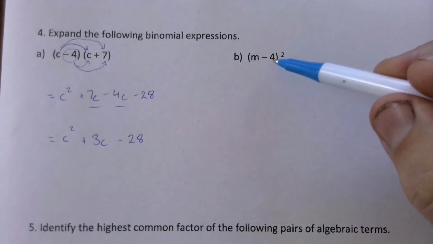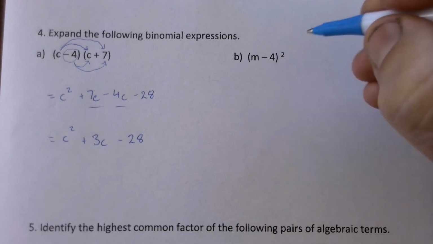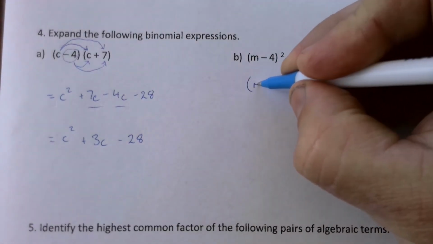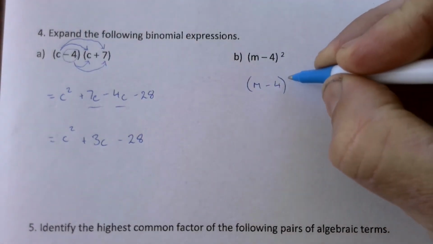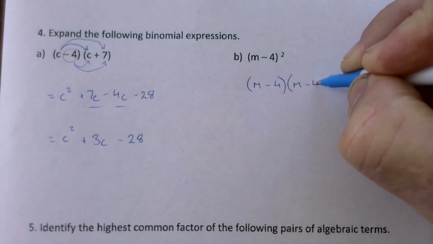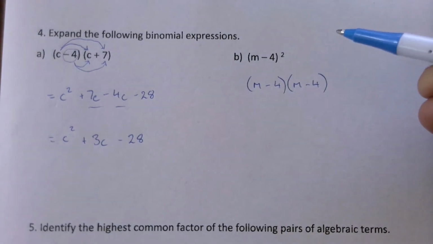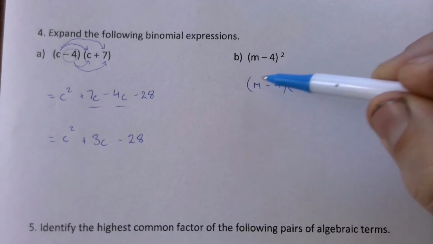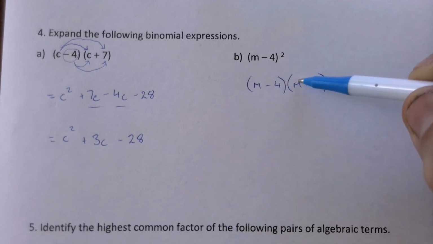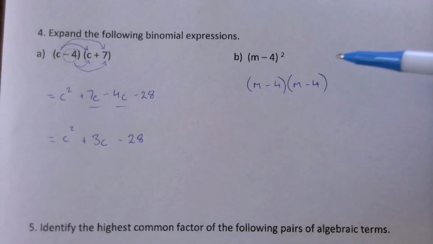4b is a binomial as well, but just so it's a little clearer, let's just rewrite this. So this is the same as saying m minus 4 times m minus 4. That way we can follow the same system. M times m, times minus 4. Minus 4 times m, minus 4 times minus 4.